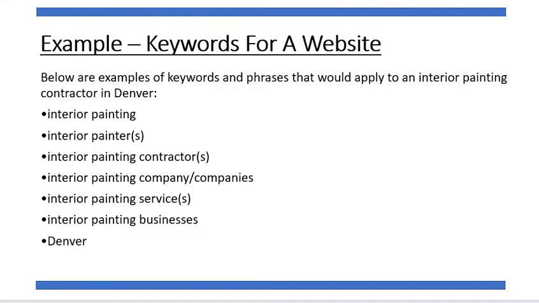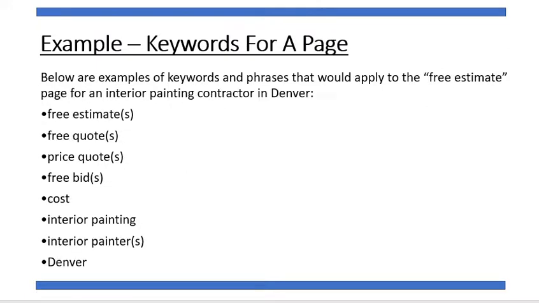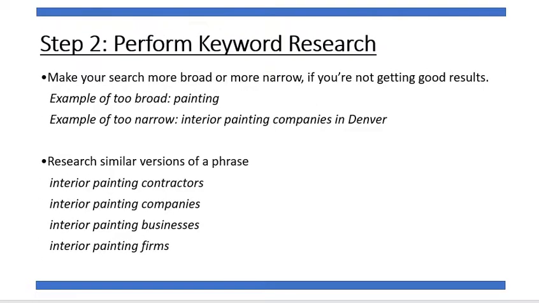So here are some examples of keywords for a website. This would be for an interior painting contractor in Denver. These are keywords that would apply to the website as a whole, the business as a whole. And then these are an example of keywords that would apply to a page that was covering the topic of free estimate. So you can see those specific keywords. The ones at the top really relate to the estimates. The ones I have listed below also kind of relate to the website and business as a whole.